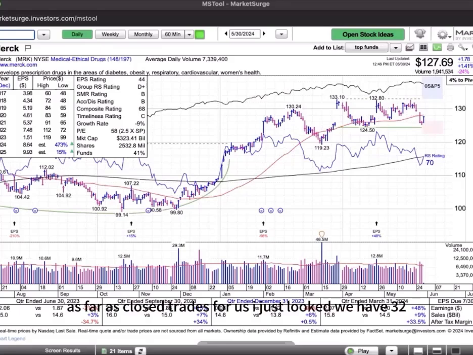As far as closed trades for us, I just looked, we have 32. And we have 5 open trades.